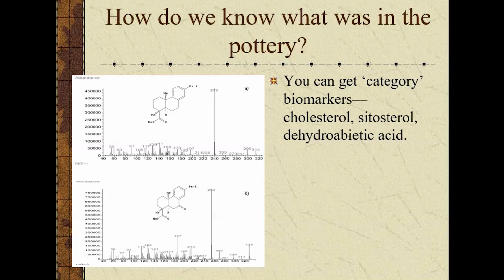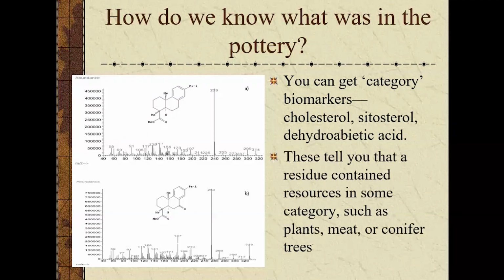There are different category biomarkers and sometimes even resource-specific biomarkers for other resins. Birch, for example, is highly characteristic. But these biomarkers that are unique to a specific resource are quite rare. Category biomarkers are more common and can be very useful in our analysis of what was in the pot. And this picture here is just the mass spec of dihydroabietic acid, which is that biomarker for pine resin that I mentioned. And here's a different resin biomarker there.